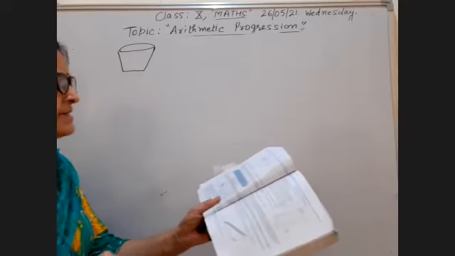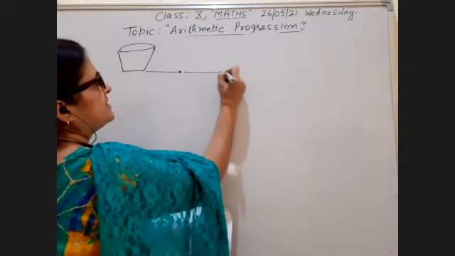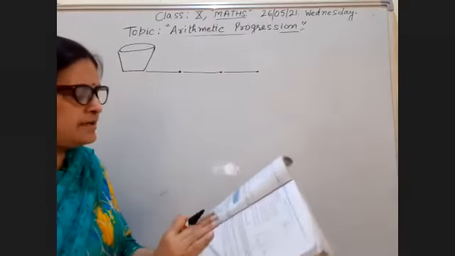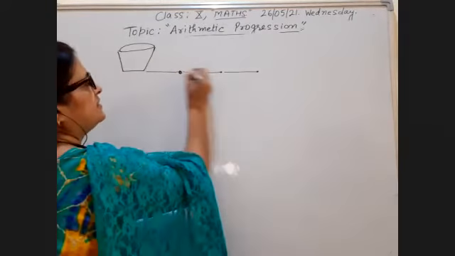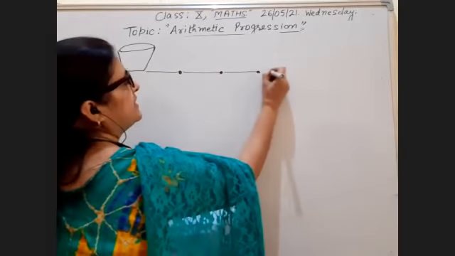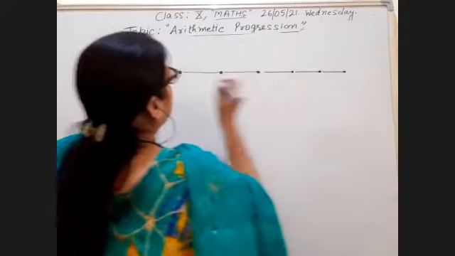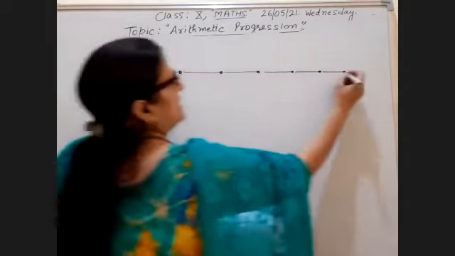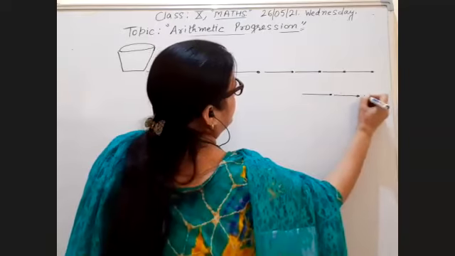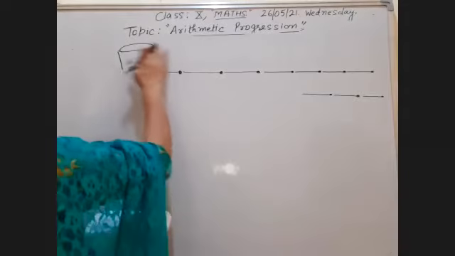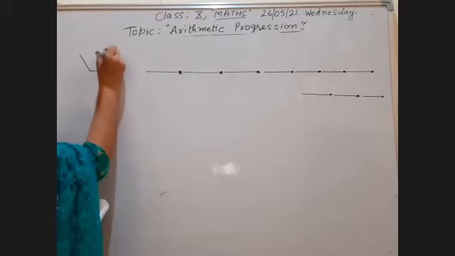And the distance between the potatoes, that is, total how many potatoes are there? 10 potatoes are there. 1, 2, 3, 4, 5, 6 and 7. Then I'm doing here 8, 9 and 10. You have to take the straight line. So I will start it from here.